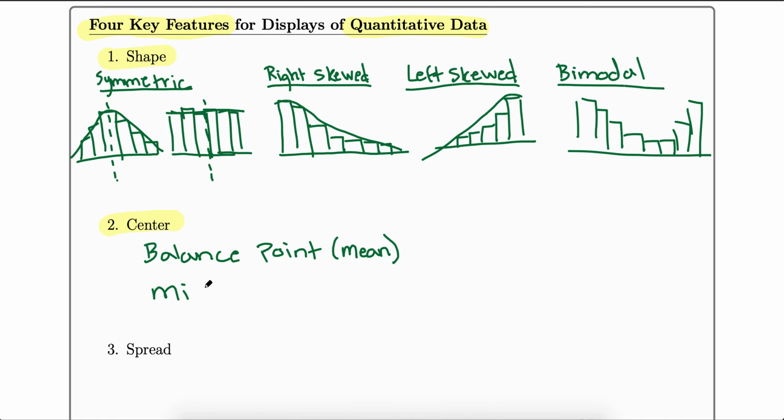We could also think about it as the middle point in the data, and that would be our median. So if we had to split it up, half the observations are below this, half the observations are above this. You could think of it that way. Everybody's going to have slightly different values, and that's totally fine. You're just looking at the plot and kind of eyeballing where is that balance point or middle point in the data. Our next key feature is the spread of the data.